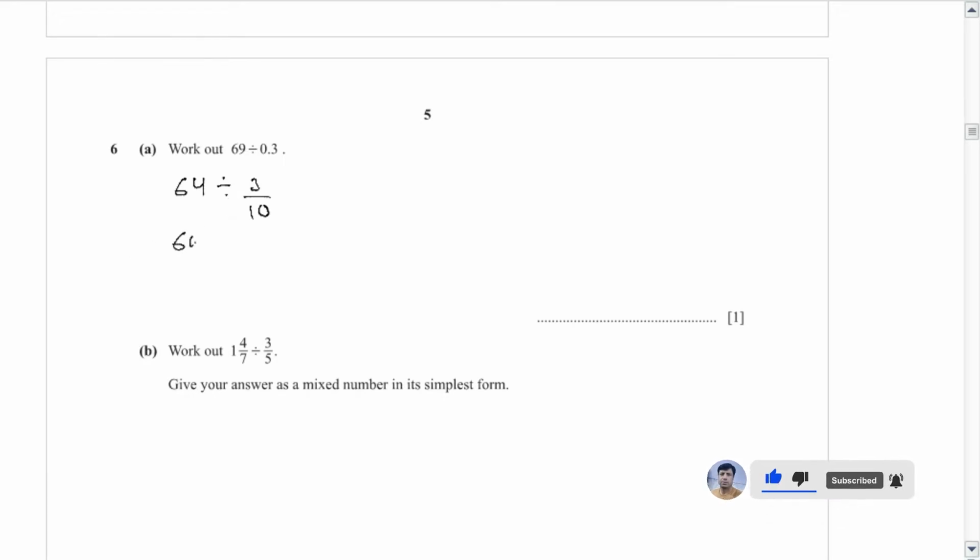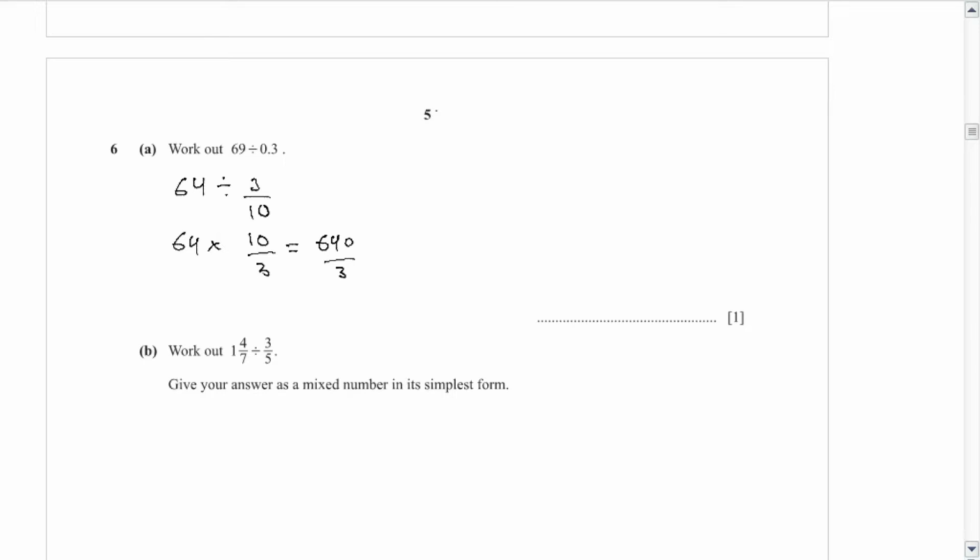Now 69 multiplied by 10 upon 3. When we change this division into multiplication, we put the reciprocal of 3 upon 10, which is 10 upon 3. So we got 690 divided by 3. You can write the answer as a mixed fraction. And how can you do this? 690 divided by 3.